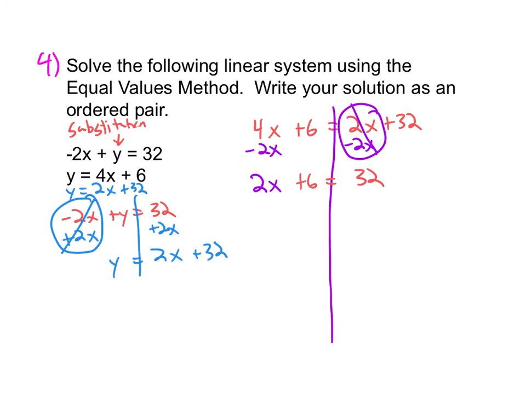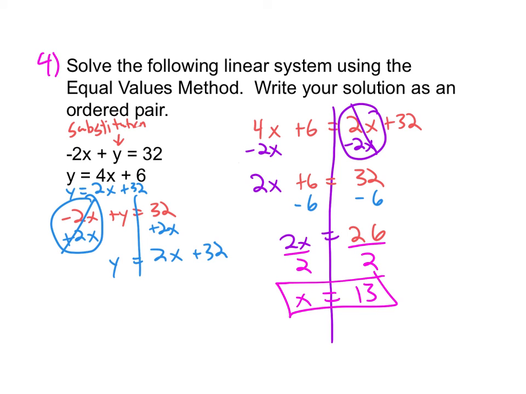Then on the left side, I'm trying to get the x by itself. So I'm going to remove the positive 6 that's on the left side. I'm going to remove it from both the left side and the right side. So now I've got 2x on the left side will be equal to 26, because 32 minus 6 will be 26. My very last step is to split that 26 into two groups so that I can find out what 1x is equal to. X will be equal to 13.